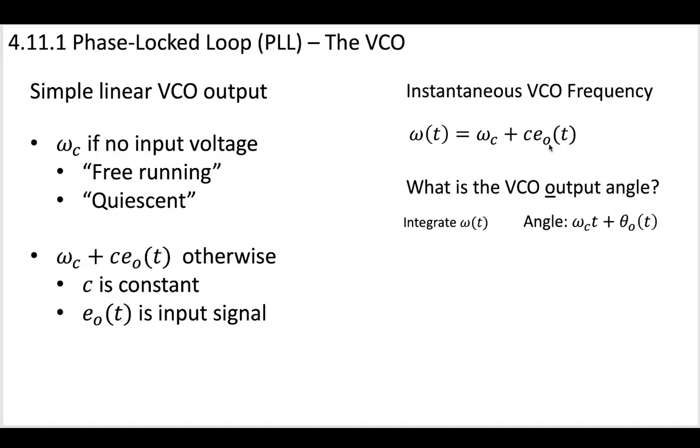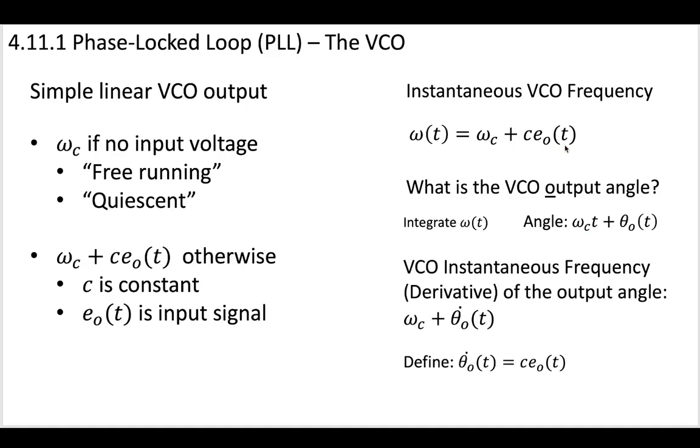Well, we're going to need to integrate this, and we're going to use theta in a slightly different way than we've used it previously. We're going to say that the output angle is this time-changing carrier free running frequency, and then we're going to use theta to denote phase. So this is the output phase. So the VCO output angle is going to be that free running frequency varying with time, plus the output phase, which is going to vary with time. And it can vary with time because our E0 could also vary with time.